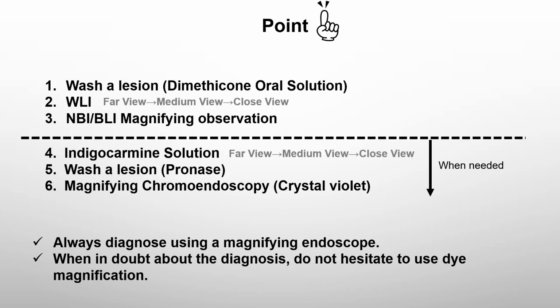The point is as follows. First, you should watch the region. By white light imaging, the region is observed in the far view, median view, and close view. And by NBI, you should diagnose JNET. If you decide it is needed, you should observe the region borderline and surface irregularity by indigo carmine staining. And by crystal violet staining, you should diagnose pit pattern.